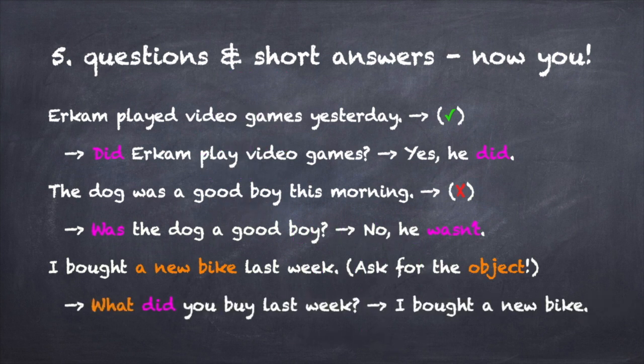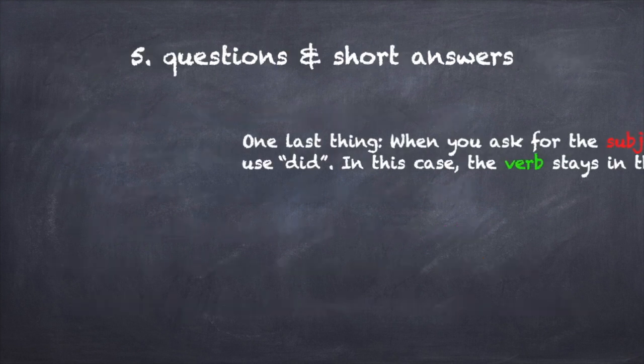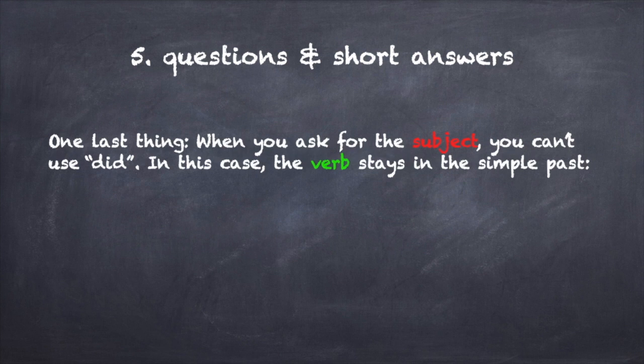And the answer is, I bought a new bike, of course. Because I think bike shops are open again. That's good news. Oh, and one last thing. When you ask for the subject, you can't use did. In this case, the verb stays in the simple past.